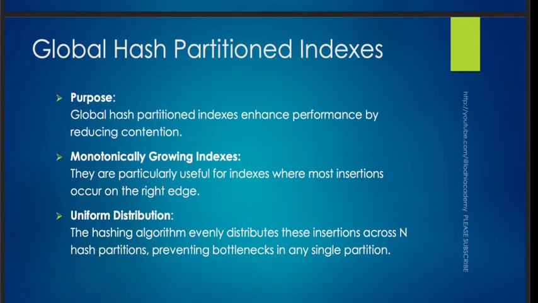Global hash partition indexes. Global hash partition indexes improve performance by spreading out contention when the index is monotonically growing. In other words, most of the index insertions occur only on the right edge of an index, which is uniformly spread across n hash partitions for a global hash partitioned index.